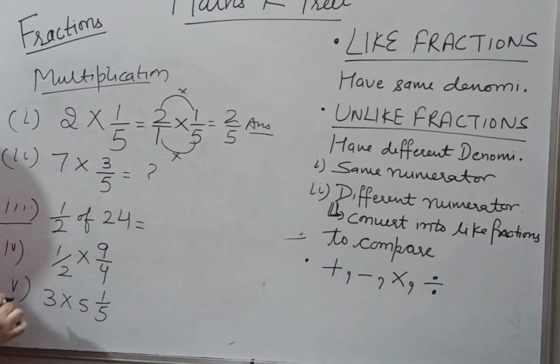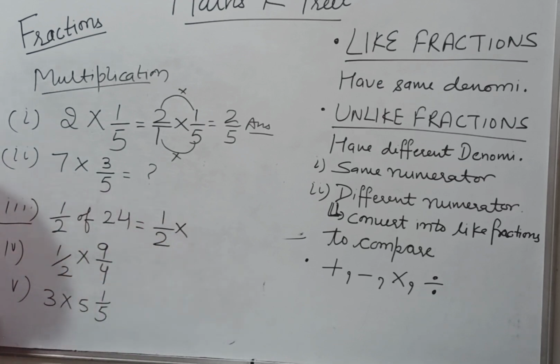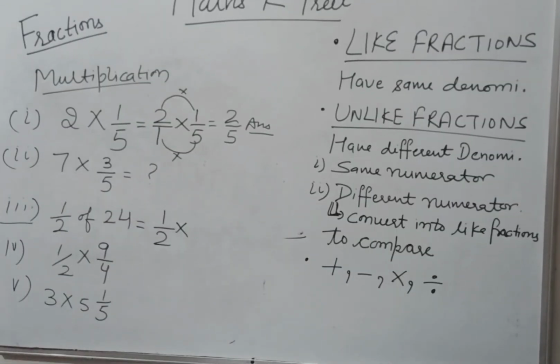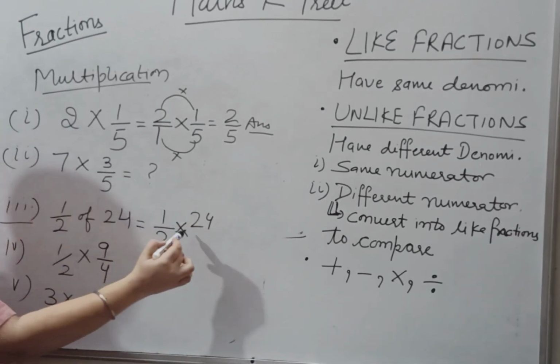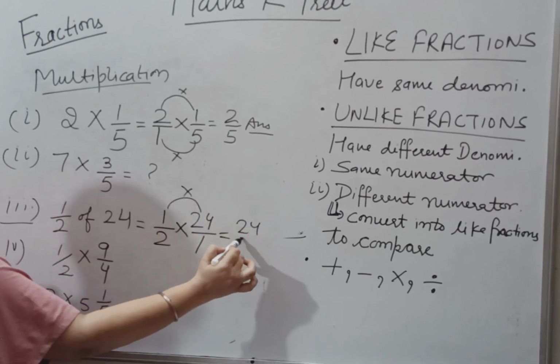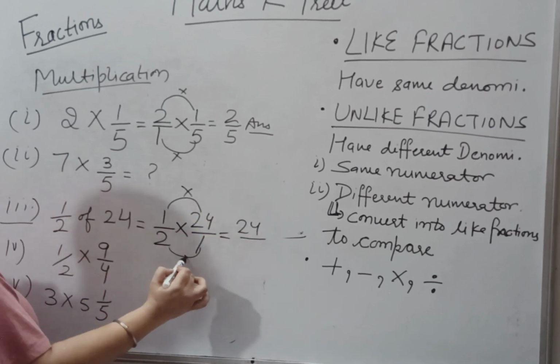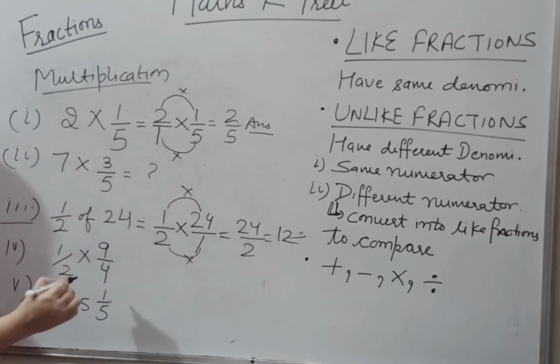Next is 1 by 2 of 24. Of stands for multiplication. If of is written, you have to multiply it. So 1 by 2 of 24 means 1 by 2 multiplied with 24. 24 I can write as 24 by 1. The method is the same. Numerator with numerator, denominator with denominator. So 12 is the answer.